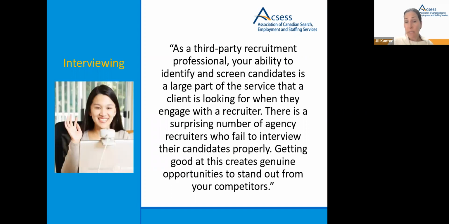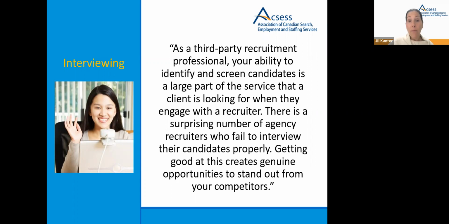Interviewing. Obviously, this is going to be a critical part of our process. And it seems like for the majority of you do have that two-step process. So the screening to narrow down the pool of candidates, make sure you're spending the quality time with the right people right now. Doesn't mean that those people you've screened out may not be a fit at some point, but in the process. So as a third party, our ability to identify and screen candidates is a huge part of the service that the client is looking for.